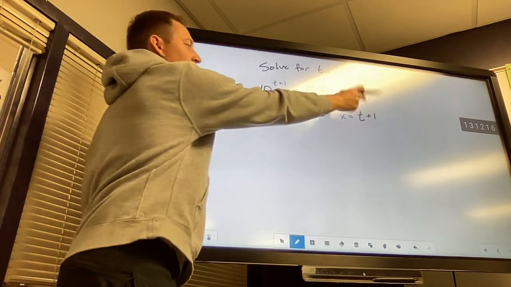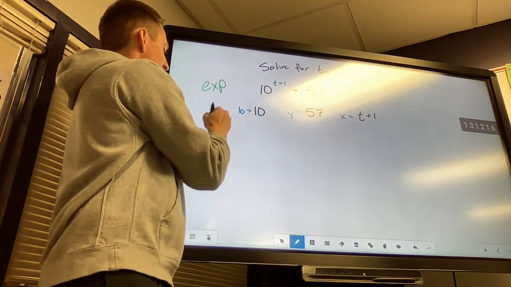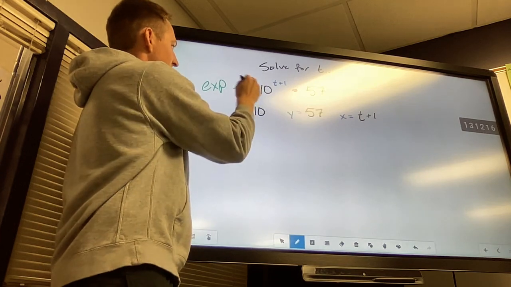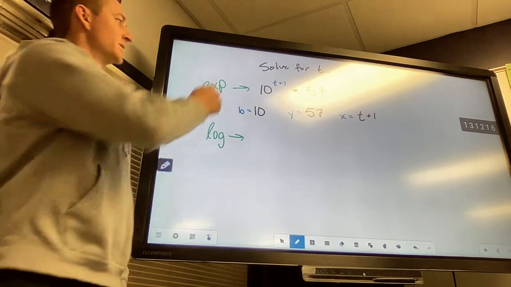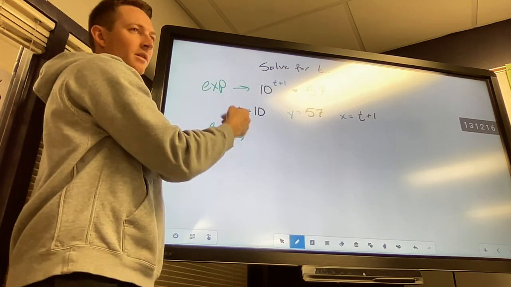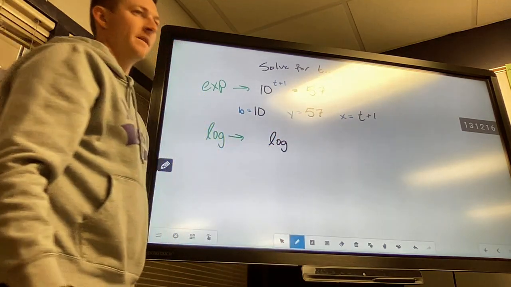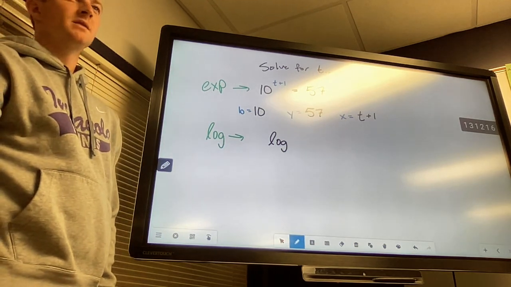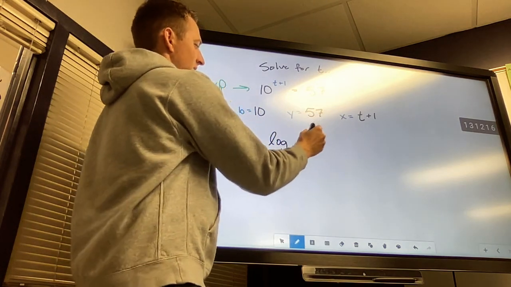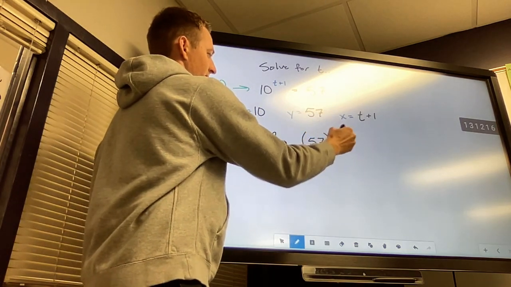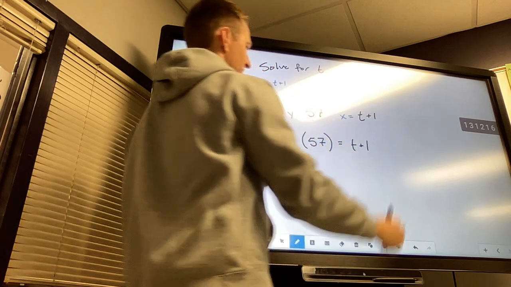Now that we know b, y, and x, we can go from the exponential form and turn it into the log form, just like we've done on seven other problems already today. We're starting in y equals b to the x. We're going to go to the log form. So that's log, and then what's our base? 10. Yep, that's our b. And what's our y? Yep, 57. And that equals our x, which is actually t plus 1.